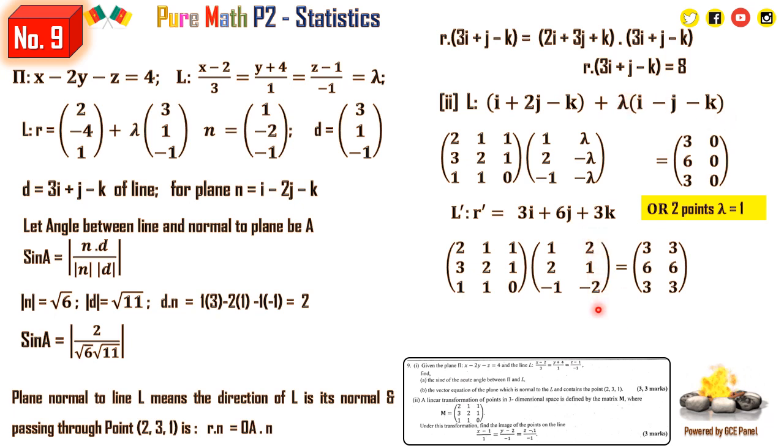We now transform these 2 points using this matrix of transformation. That's going to give us 3, 6, 3 and 3, 6, 3. So now we form the equation of the line passing through these 2 points. The points are the same, right? So the equation will just be the point A prime, which has 3, 6, 3, and B prime 3, 6, 3, and it will just be r prime equals 3i plus 6j plus 3k. So you can use any of these 2 methods.